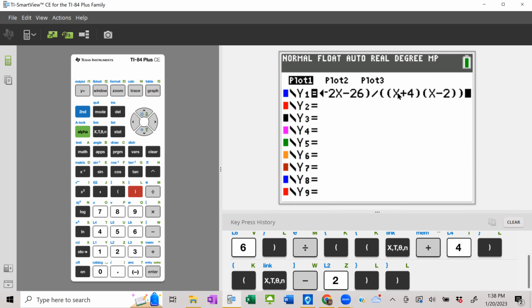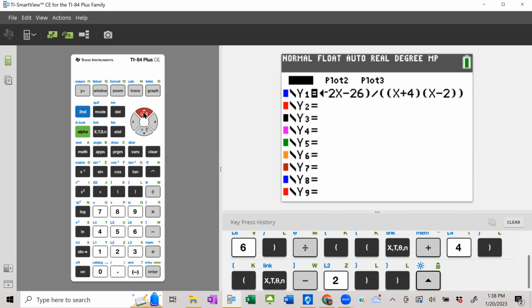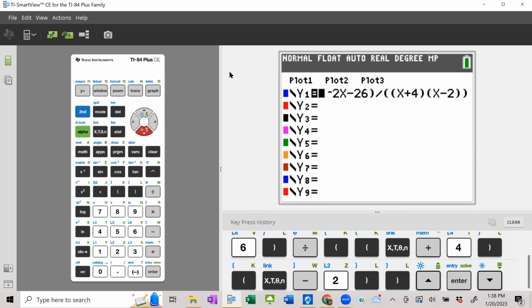Now, unless you're doing some statistics work, it's likely that you don't want this plot turned on. If you get an error saying something about dimensions, it's because this plot is turned on. So go up here, press the Enter key, and make sure it's shut off. None of your plots should ever be on for this class.